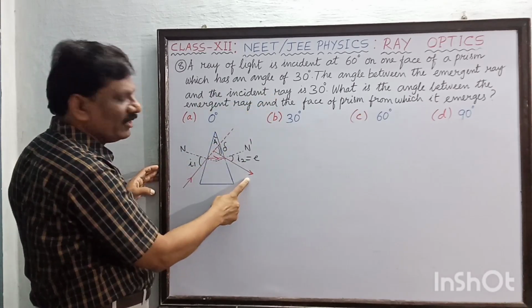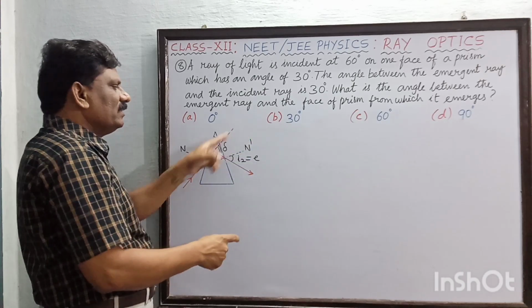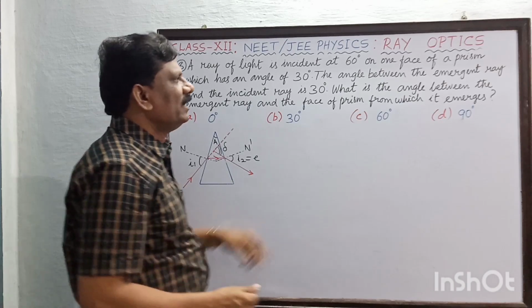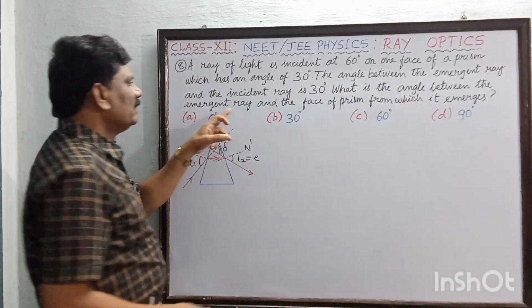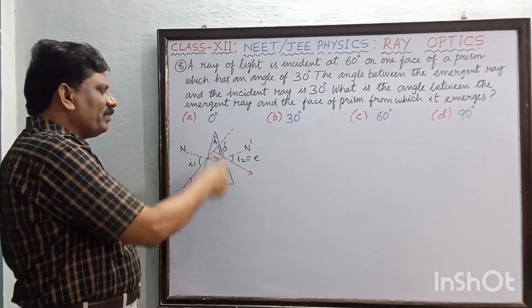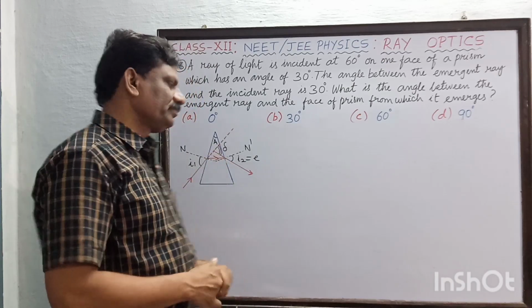See, this is the emergent ray and this is the producing of the incident ray. This angle is called the deviation. That deviation is given as 30 degree. So what is the angle between the emergent ray and the face of the prism, the face of the prism from which it is emerging?